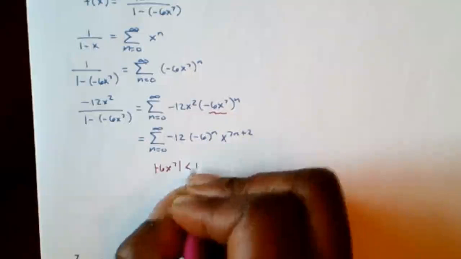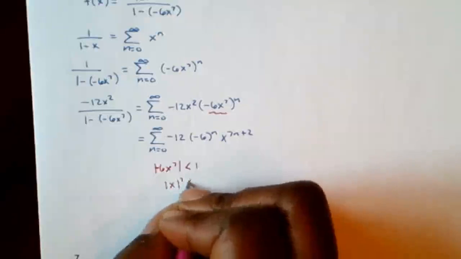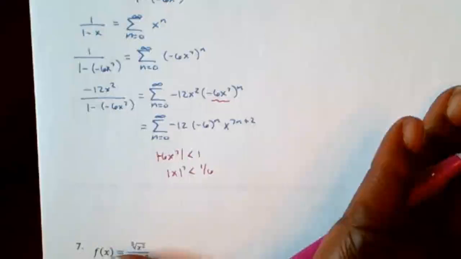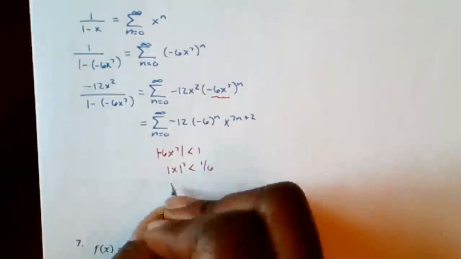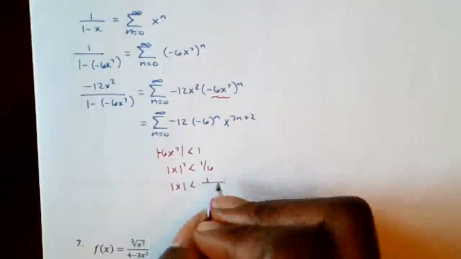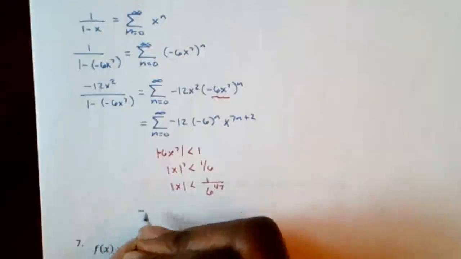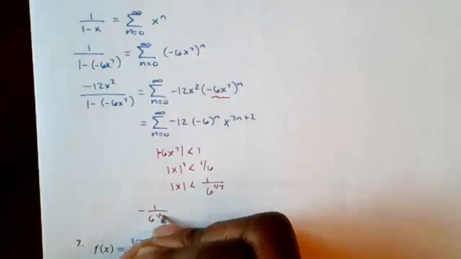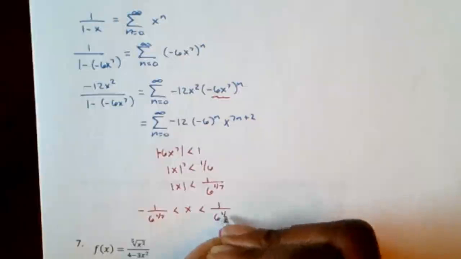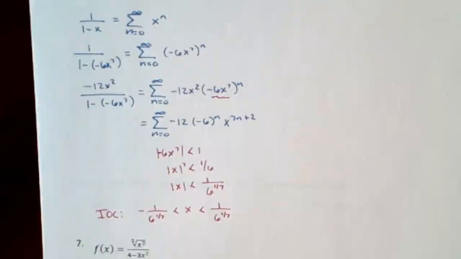And I know that has to be less than 1. So that means absolute value of x to the 7th has to be less than 1/6. Remember, the negative drops because of the absolute value. And that tells me that absolute value of x has to be less than 1 over 6 to the 1/7. And that simply means that negative 1 over 6 to the 1/7 has to be less than x, has to be less than 1 over 6 to the 1/7. And that is my interval of convergence.